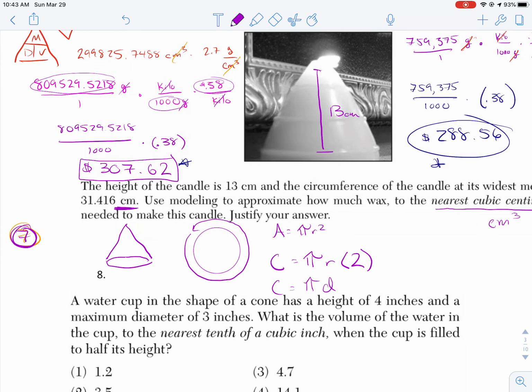And also, to find the volume of a cone, it's 1/3 pi r. Oh crap! Is it squared or cubed? I can't remember. Gosh darn. Where did I put my notes? Sorry.